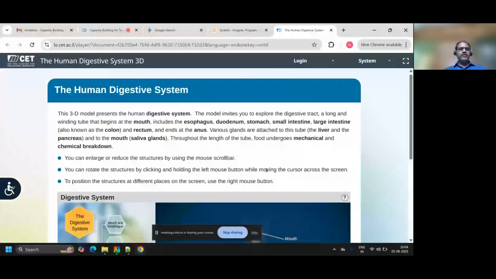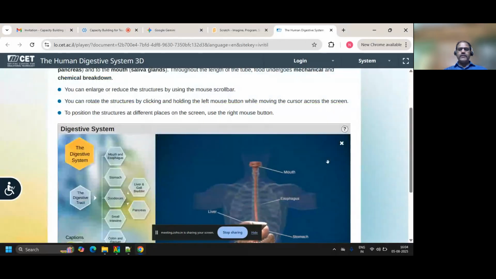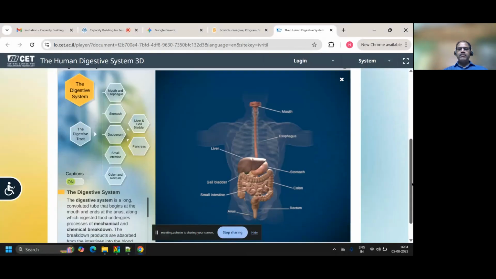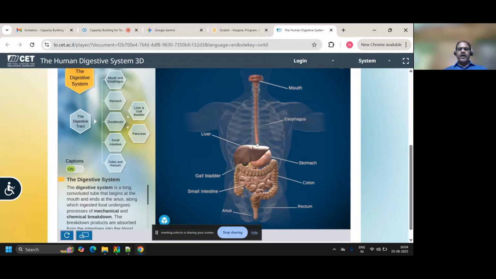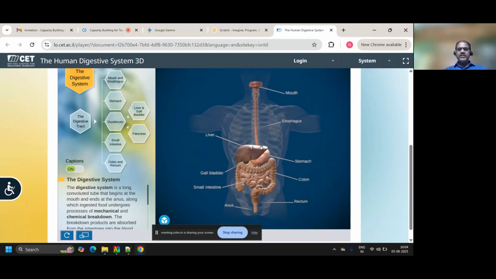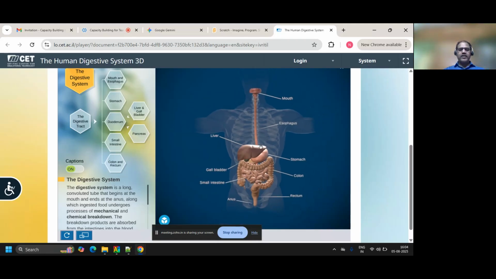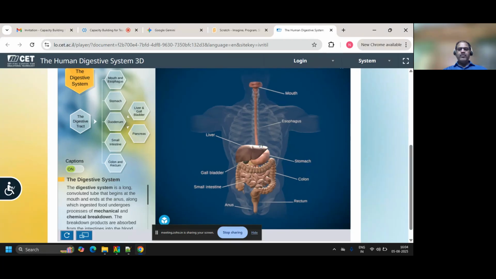Now let me start showing my screen. I am going to present. I hope you are able to see my screen. Digestive system. The first thing that I want to show, this is a 3D model. Okay, I can go inside this. I can enlarge it just by using the mouse scroller. I am doing it in 3D model.